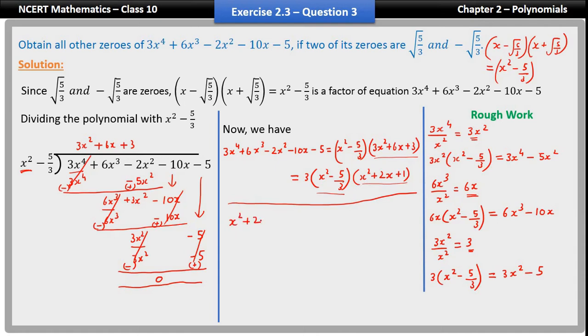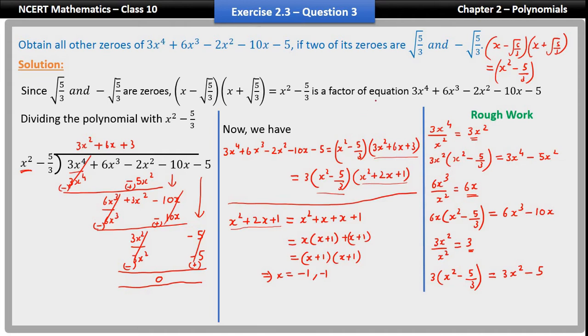x square plus 2x plus 1 is equal to, let's split the middle term, 2x will be x and x plus 1. Let's take x common, x into x plus 1 plus x plus 1. That is, let's take x plus 1 common, x plus 1 into x plus 1. So either x plus 1 should be equal to 0 or x plus 1 should be equal to 0. Both are same. So if x plus 1 equal to 0, that means x is equal to minus 1. So the zeros for x square plus 2x plus 1 are minus 1 and minus 1.